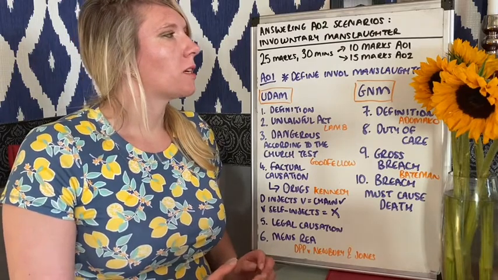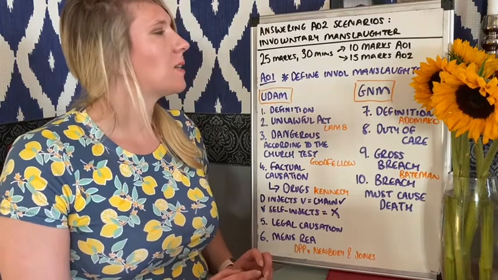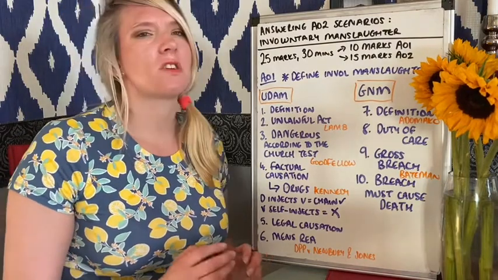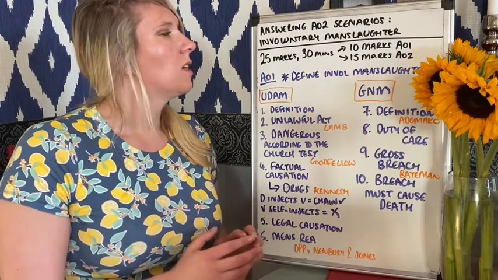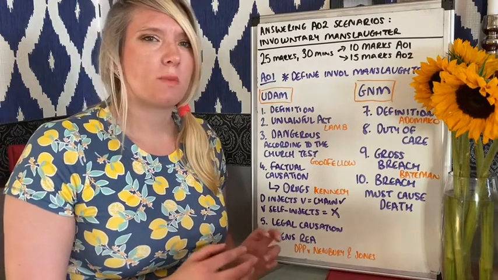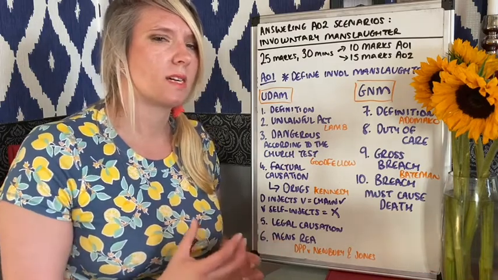You need to include 10 marks worth of excellent AO1, so that includes case examples that show your knowledge and understanding of the rules of involuntary manslaughter. Then 15 marks will be available for you taking those rules, for taking your knowledge and understanding and applying it to a given scenario.